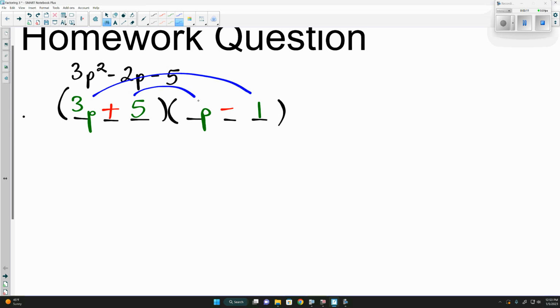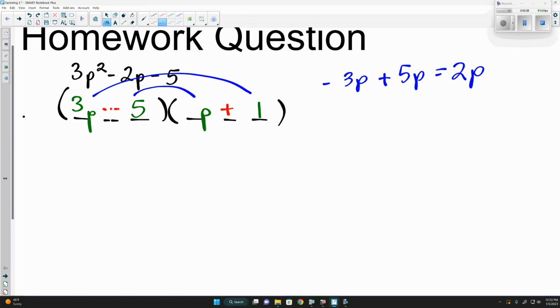And then we'll distribute this out. 3p times negative 1 is negative 3p. 5 times p is plus 5p, which gives us a positive 2p, which is not what we want.